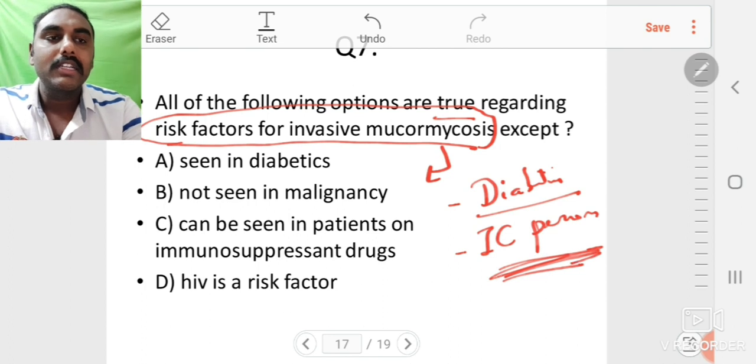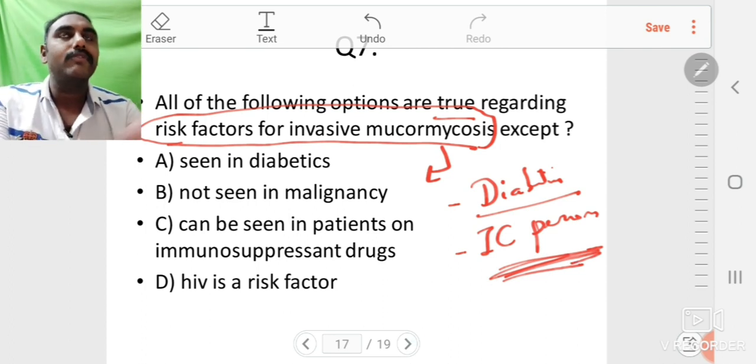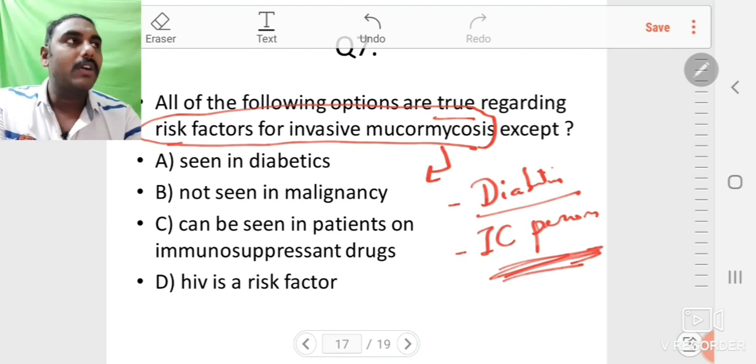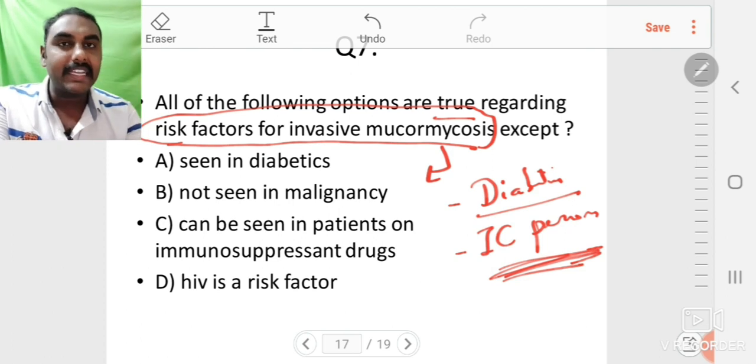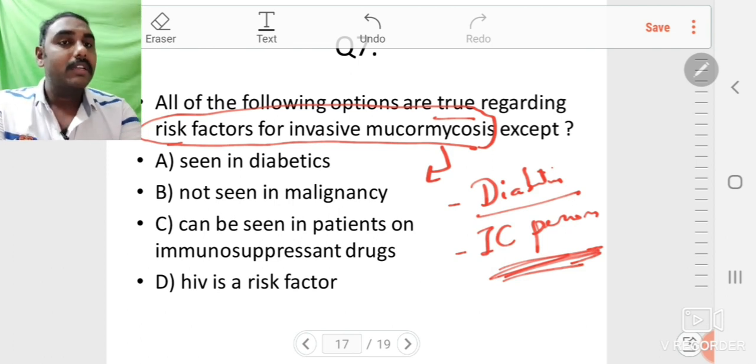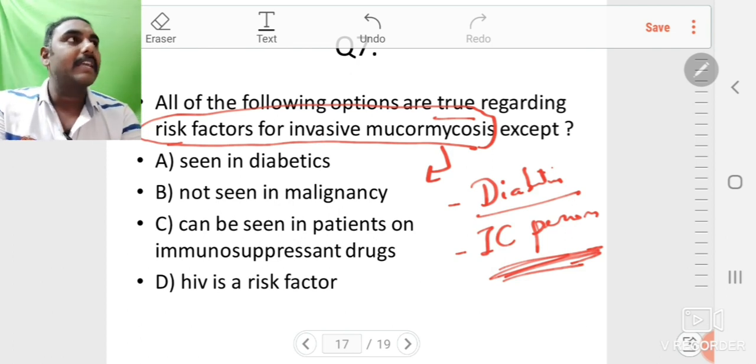Who are immunocompromised persons? Immunocompromised persons are those who are on drugs for prolonged periods of time, maybe chemotherapy, maybe radiotherapy, or the patients whose immunity is very poor, that is HIV or any candidiasis patient maybe, or a patient with a malignancy, it can be present.